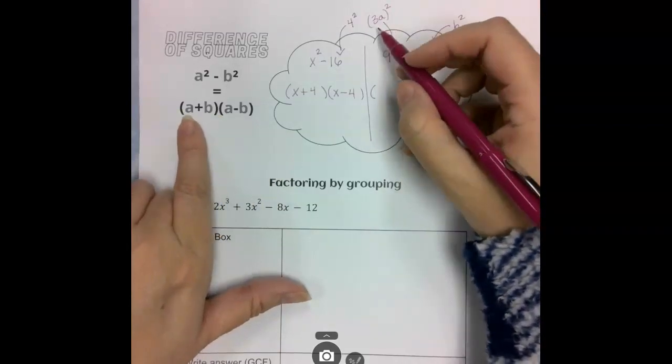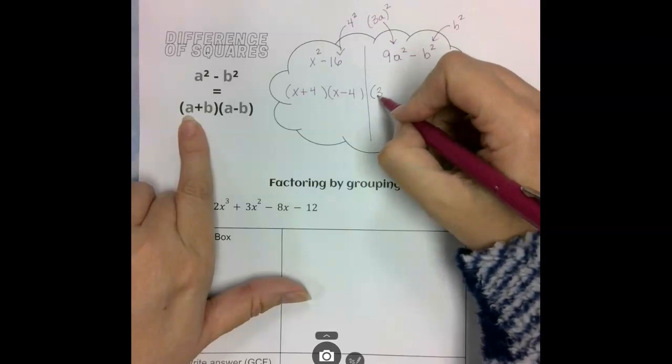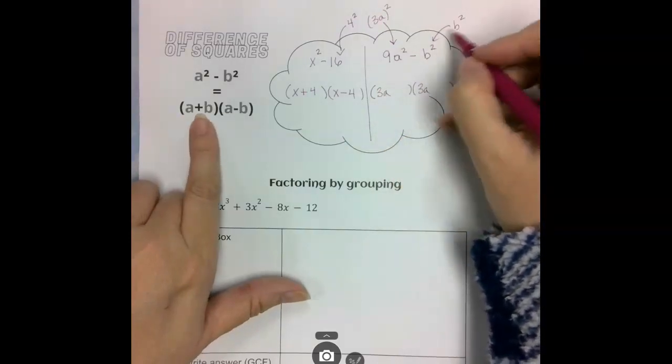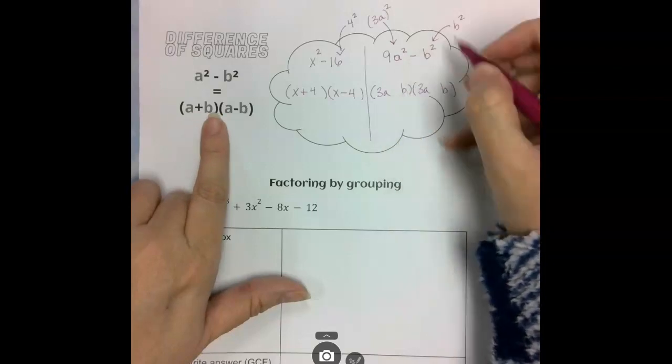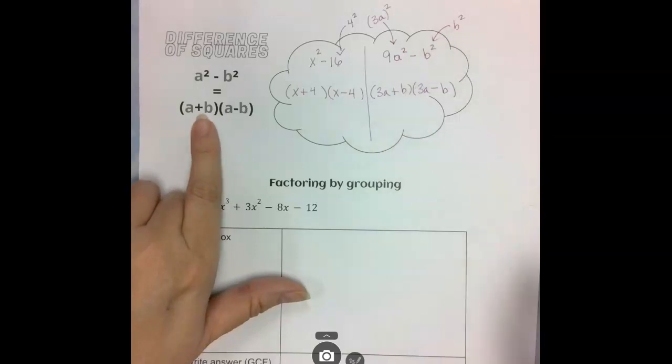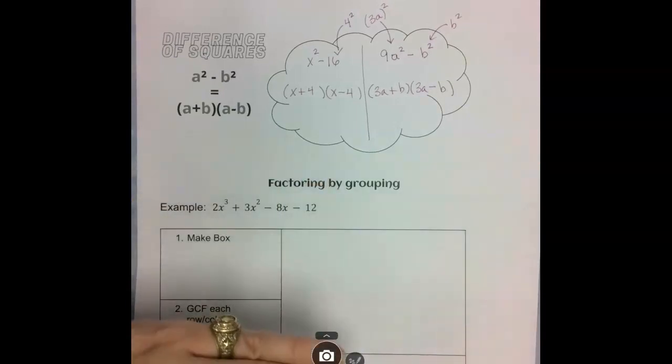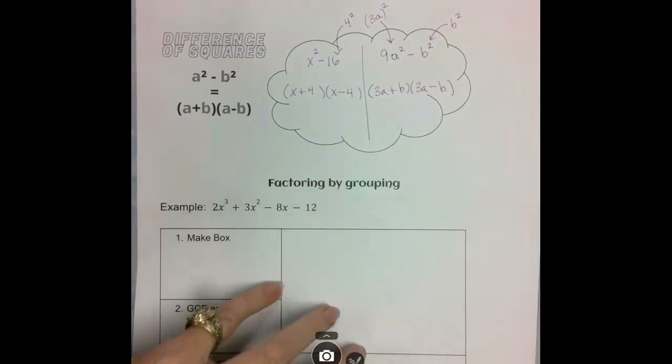A is going to be 3a here and here. And the b is this one here, b and b. And it's a plus and a minus. Now you can do it the other way we've been doing it with the bottom-up method, but this is just a shortcut to help you out.